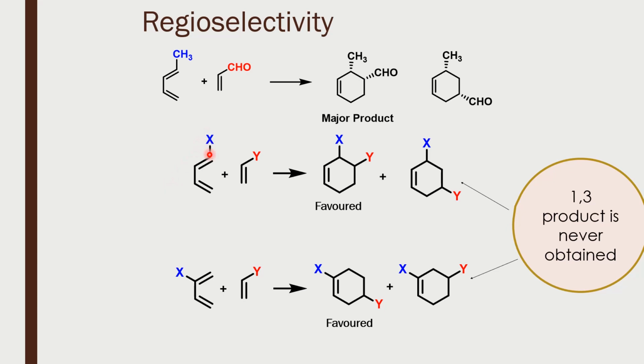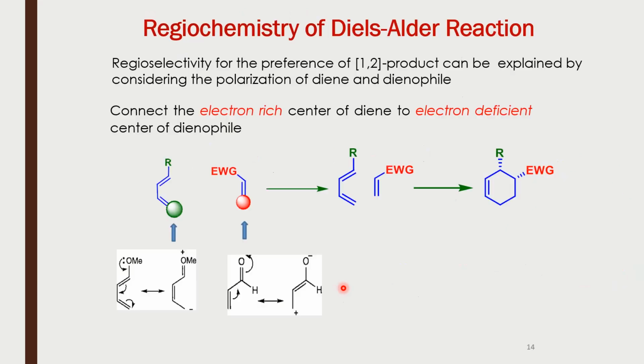So if I had a diene which is substituted on C1, I could end up with a 1,2 or a 1,3 product. If I had a diene which is substituted at C2, you could end up with a 1,4 or a 1,3 product. In both the cases, the 1,3 is never formed. It is either the 1,2 or the ortho product referred to by some books, or the para product or the 1,4 product, which is the favored product. And why is this so?